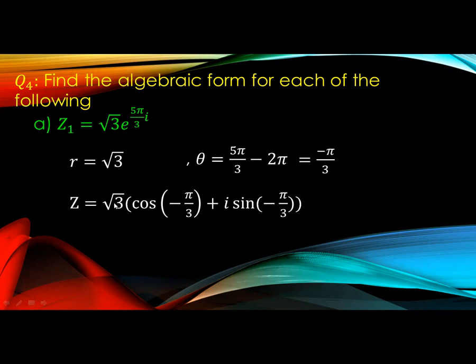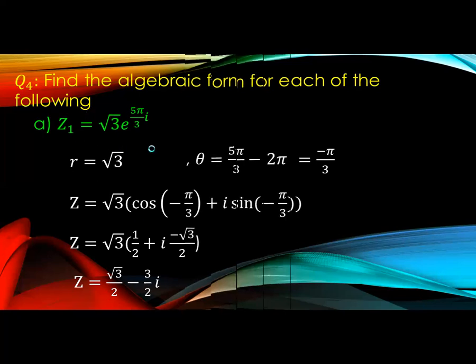Z equals the trigonometric form of this number: root 3 cosine negative pi over 3 plus i sine, the same angle, negative pi over 3. And root 3 cosine negative pi over 3 is half, plus i times sine negative pi over 3, which is negative root 3 over 2. After that, Z equals root 3 over 2 minus 3 over 2 i. It is the algebraic form for the exponential form complex number.